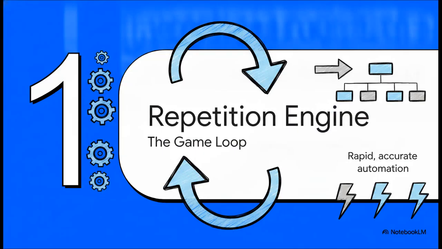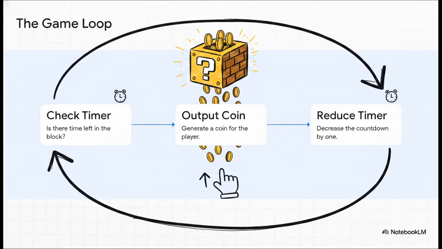All right, pillar number one, the repetition engine. Specifically, we're looking at the game loop. Now, what's really interesting about this is how computers use loops to pull off rapid, super accurate automation. See, without loops, a programmer would literally have to type out the exact same instruction millions of times. Nobody has time for that. Instead, a repetition engine does the heavy lifting.